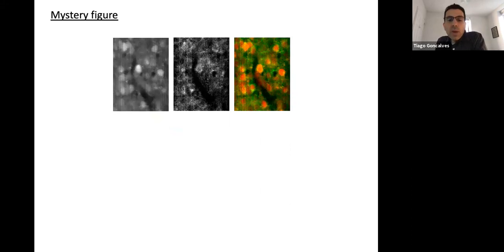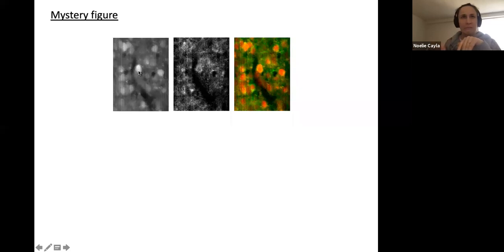So at this point, I have a mystery figure here. These are in vivo two-photon images of neurons labeled with GCaMP. Do you guys see anything strange about this? Anyone? Is there anything strange about these images? Do you notice here, this cell, for example? The horizontal lines. Yes, exactly. So any idea of what's happening here?